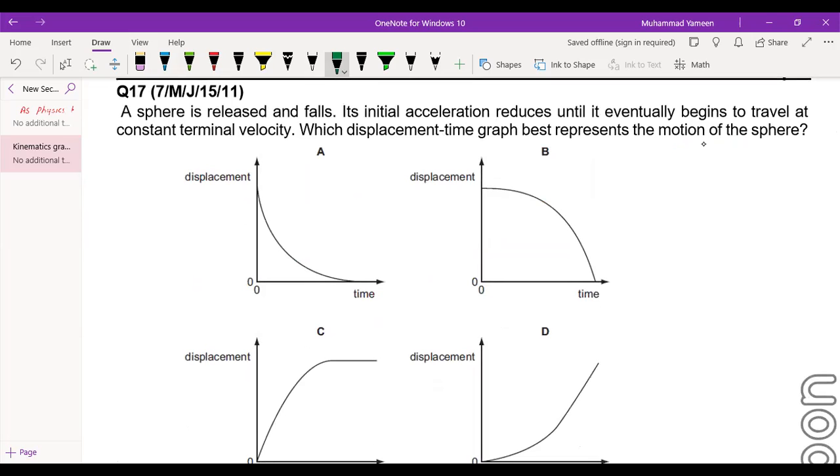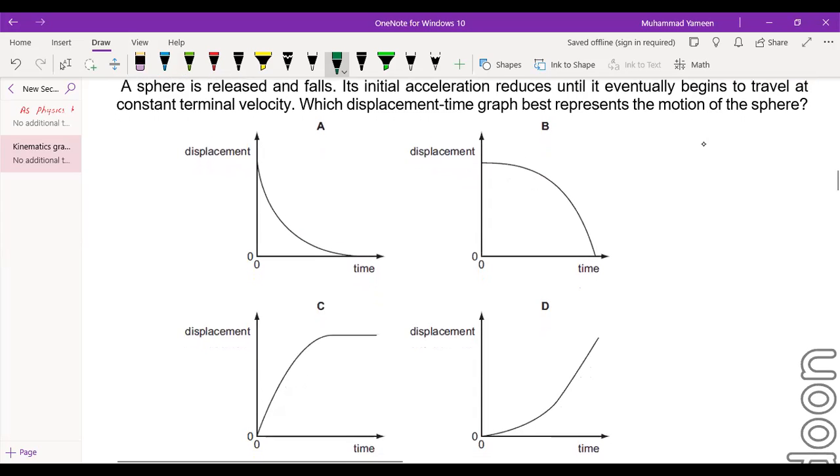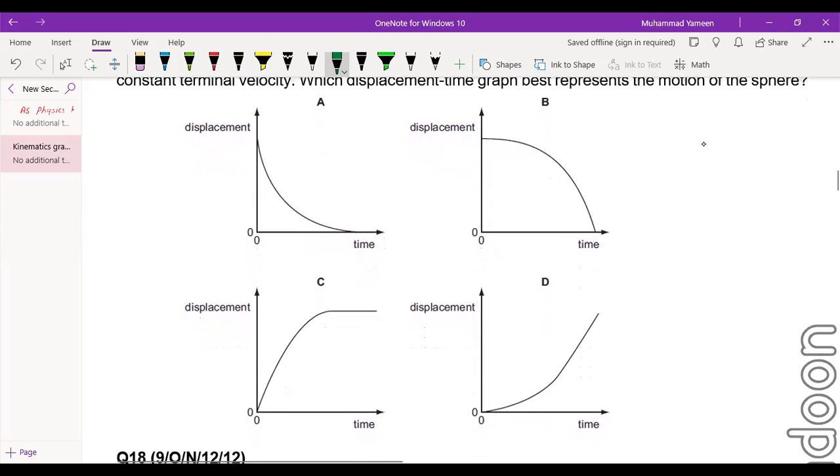The sphere is released and falls. Its initial acceleration reduces until it eventually begins to travel at constant terminal velocity. So terminal velocity means the velocity will become constant, and this is the displacement time graph. So the gradient of the displacement time graph gives us velocity, and the gradient should become constant.